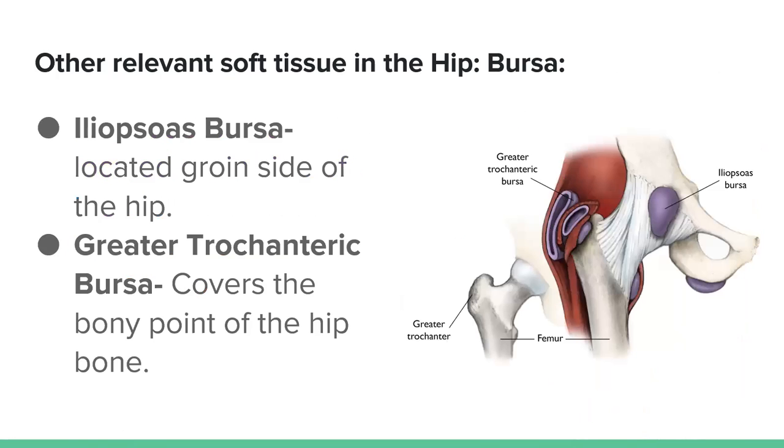So now we're going to go over other soft tissue, starting with the hip. So first we have bursa, which is a fluid-filled sac. One bursa that we're going to go over would be towards the groin area of the hip, which would be right here, as you can see in purple, the iliopsoas bursa. And then of course we do have the greater trochanteric bursa, which is located on the outside where your hip is. It covers the bony point of the hip bone.